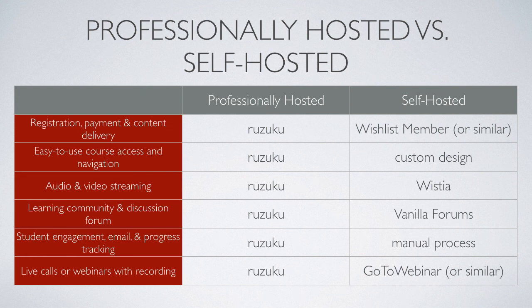To try and make these different approaches clear, if you use a professionally hosted platform like Ruzuku, things like registration and payment, course access, and video hosting would all be handled within the Ruzuku platform. Whereas if you went the self-hosted route, you would set up your own domain and website. You might install something like Wishlist Member or a similar member management tool that could charge for access and control access to pages on that site. You might use a separate video hosting tool such as Wistia, a separate forums tool, and a separate webinar tool, and so forth. So there are pros and cons to both these approaches.